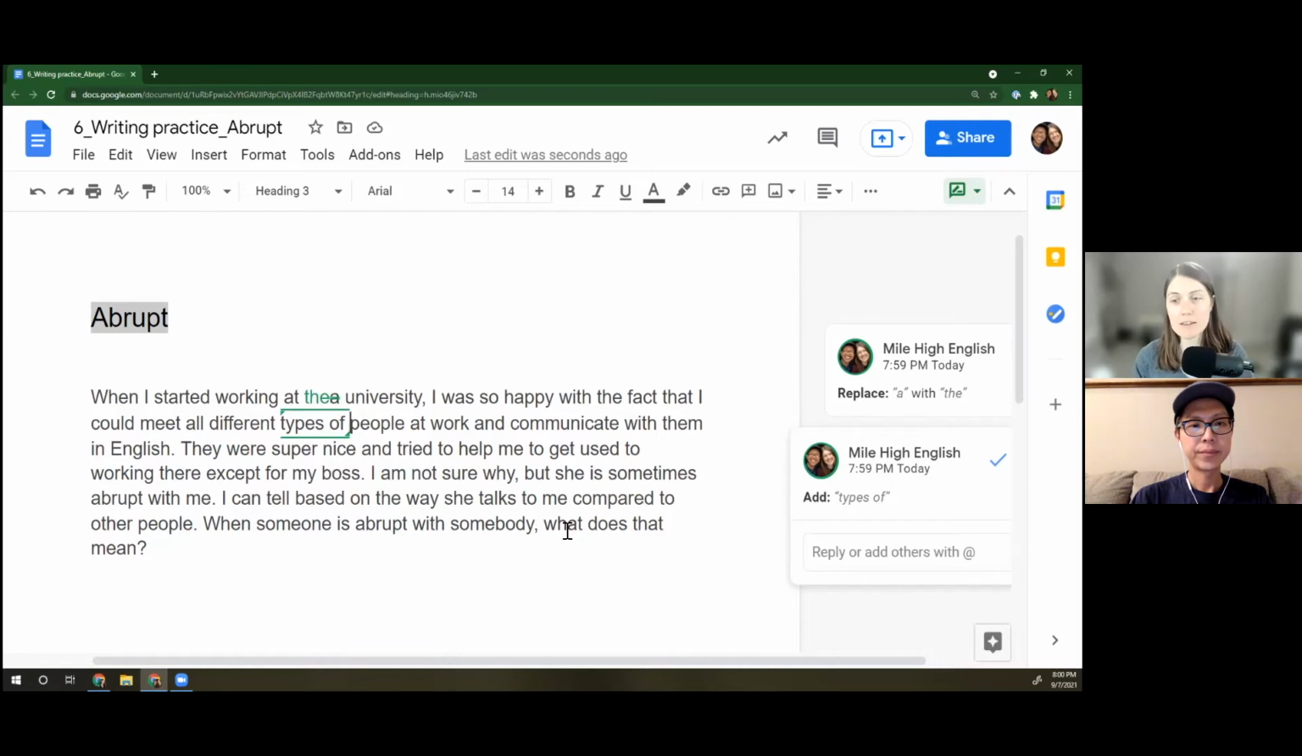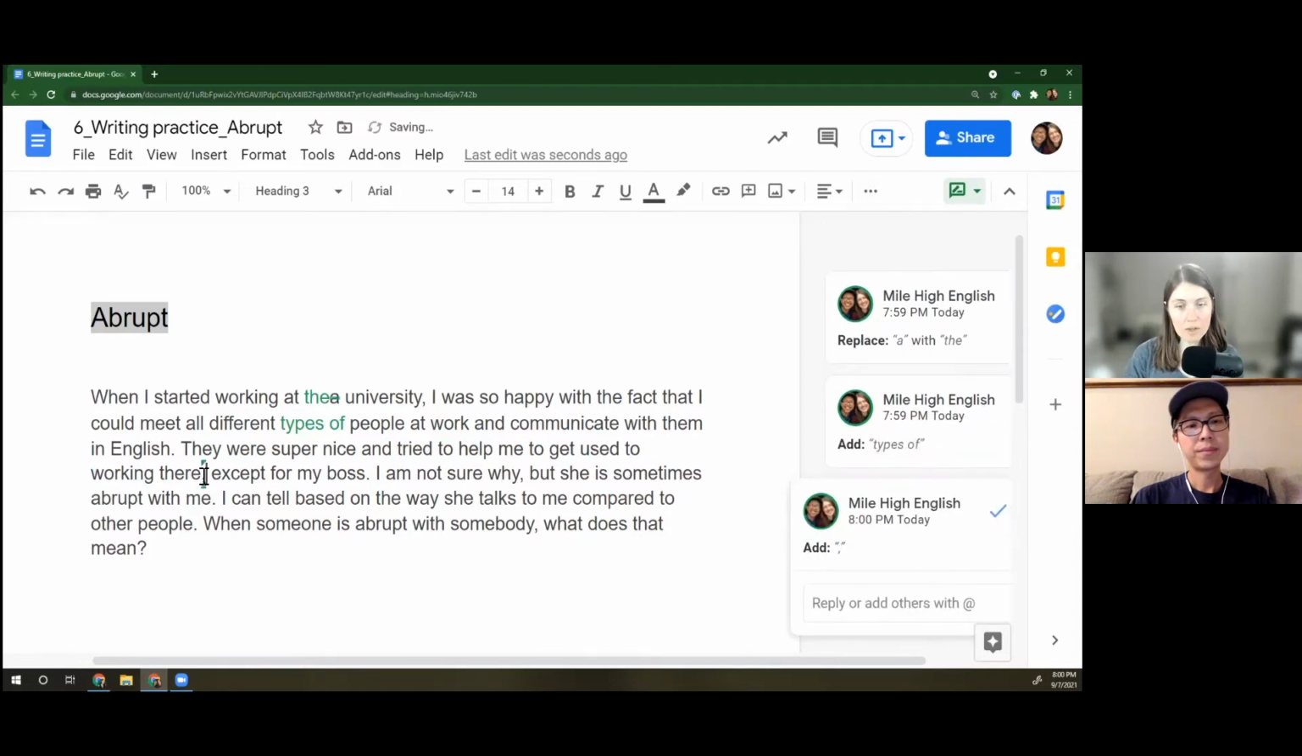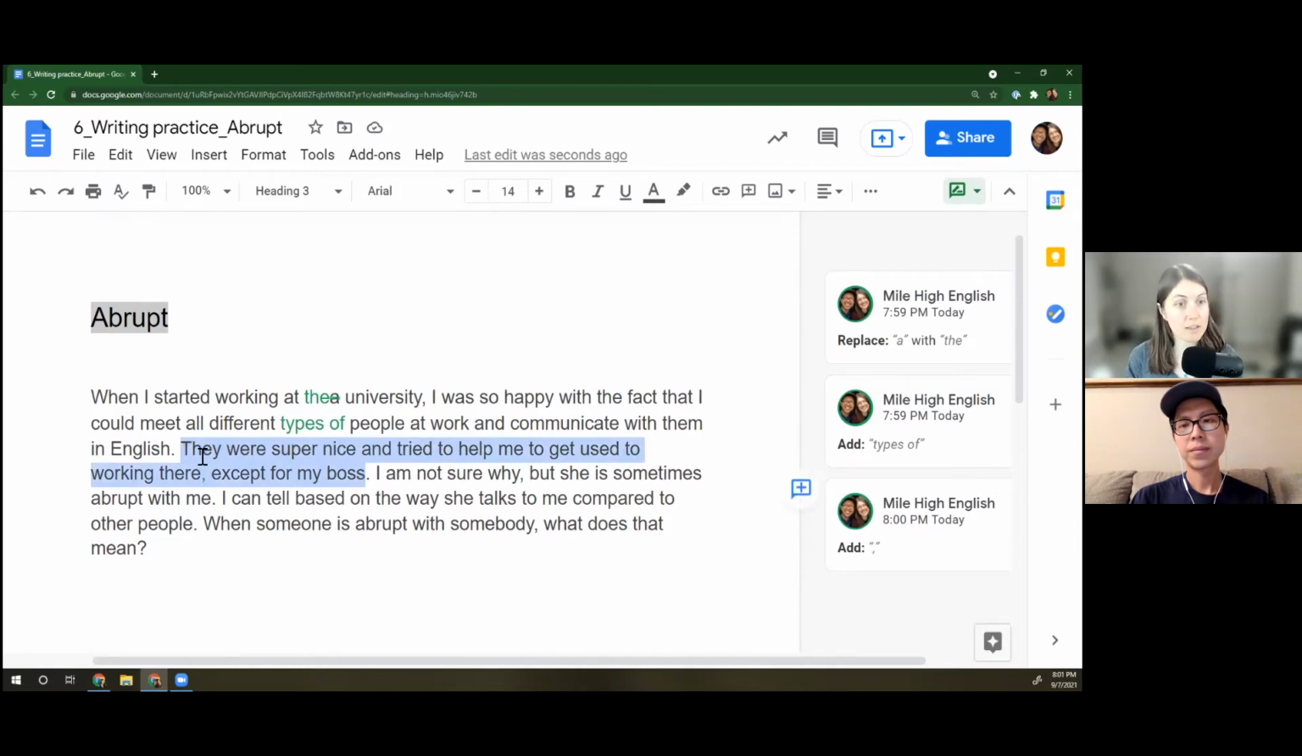And then they were super nice and tried to help me get used to working there, except for my boss. So do you mean that everybody except your boss was nice and tried to be helpful? Okay. I think you could have a comma, except for my boss, to help separate that a little bit. You don't necessarily have to, but this is a good way to separate it. Because when I read this, it was not 100% clear. That was probably what you meant, but just to really clarify things.